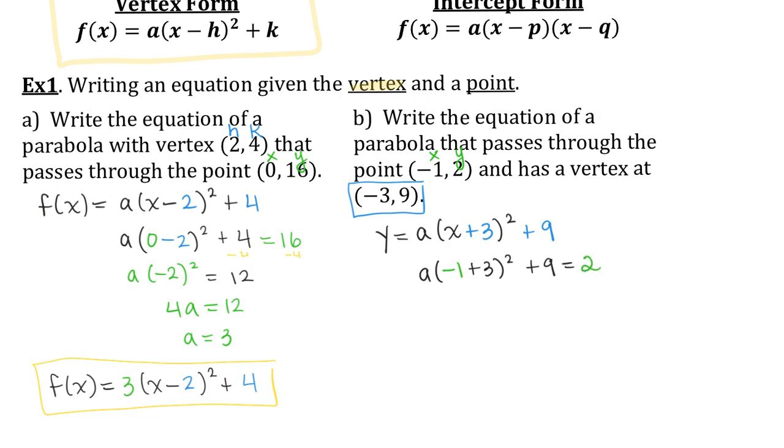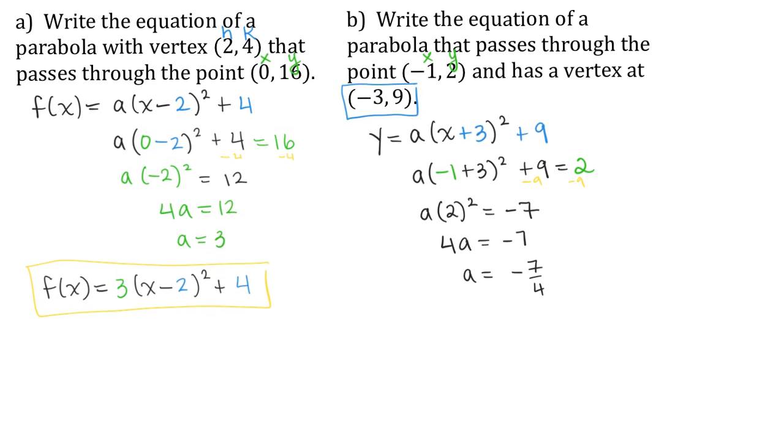Let's evaluate this carefully. I'm going to do the parentheses first. Negative 1 plus 3 is 2, squared. Then I'm going to go ahead and subtract the 9 over to here, negative 7. 2 squared is 4, so this is 4a equals negative 7. If I divide by 4, I get a equals negative 7 over 4. And it's okay that a is a fraction. It's very common, actually.